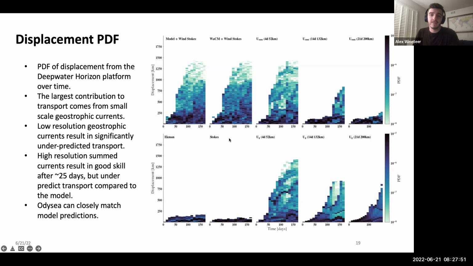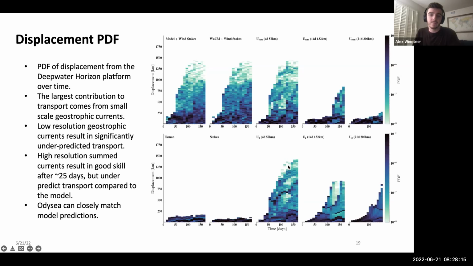If we look at individual experiments, so this is just Ekman, just Stokes, only geostrophic at this smoothing and only geostrophic at the lower resolution smoothings. You can see Ekman and Stokes drift have a small but important effect. If we look at just the very high resolution geostrophic currents, this has the highest effect of all.